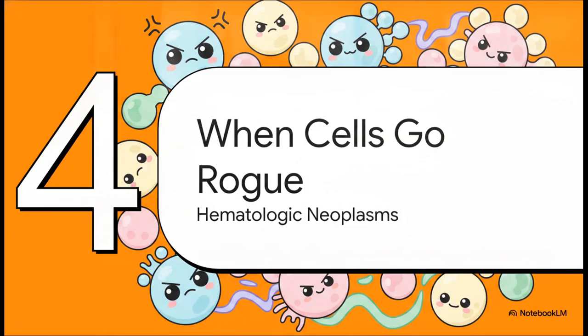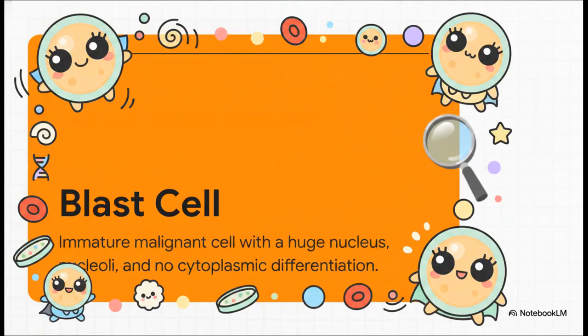Hematologic neoplasms. Honestly, the most life-saving thing you can take away from this explainer is knowing how to spot a blast cell under a microscope. These guys are the main culprits in acute leukemias. Picture this, a highly immature, malignant white blood cell with a totally massive nucleus that hogs almost the entire cell. You can see those visible nuclei, the lighter spots inside, and there's absolutely zero cytoplasmic differentiation. It's just a raw, primitive cell multiplying out of control instead of growing up and actually doing its job.